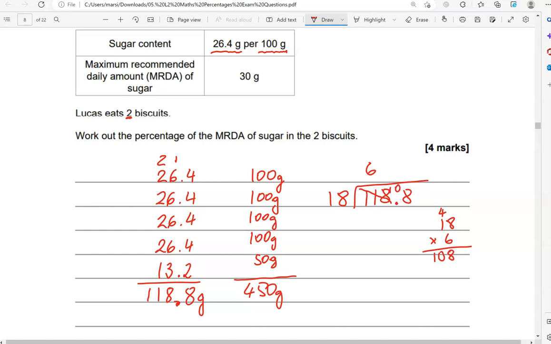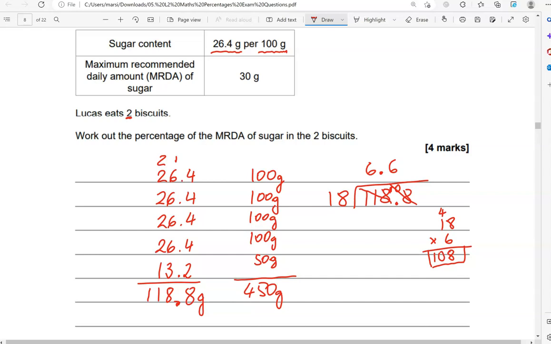Now we've got a decimal point here, which we need to make sure we transfer to the answer as well. We have 10 carried over, so the question is now how many 18s into 108, and we've got the answer here. It was 6. Exactly 6, so 6.6 grams in 2 biscuits.